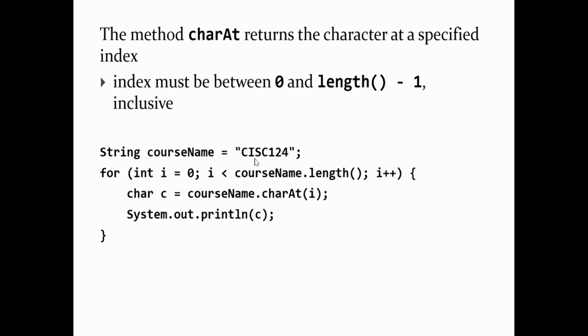Okay, so here's my string CISC124. I want to print out every character of the string on one line. So I want to write C, then I, then S, then C. So write a little loop. It starts at 0, runs while less than the length of the string, and goes up by 1 each time. Call charAt to get the character, and then print the character.